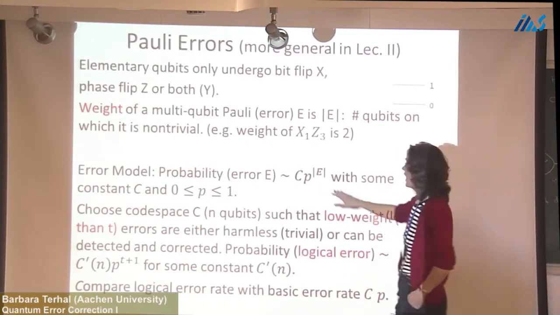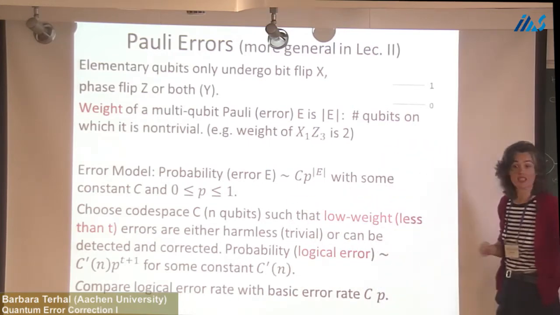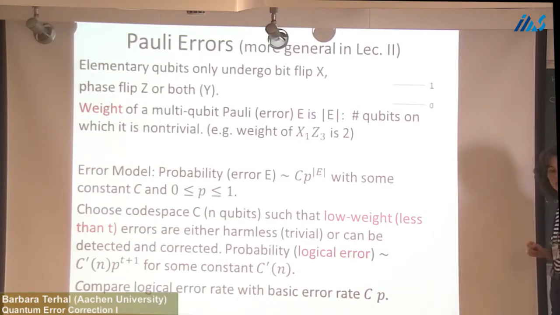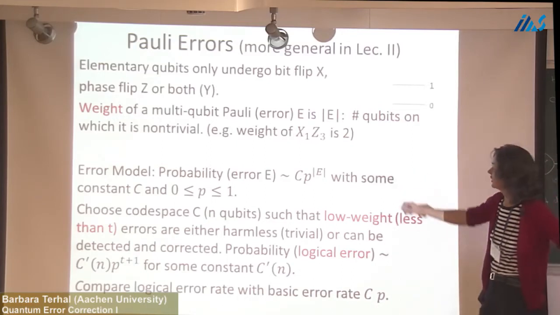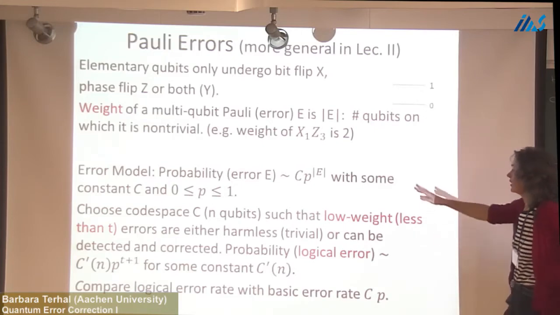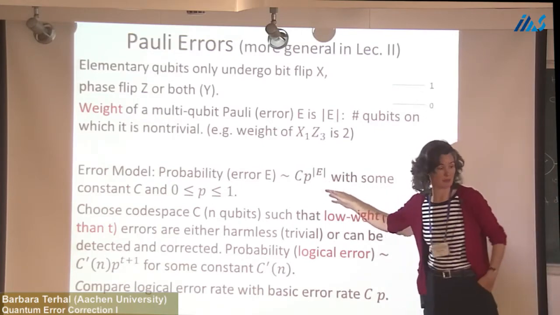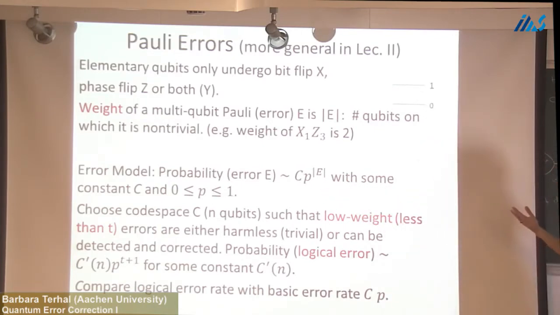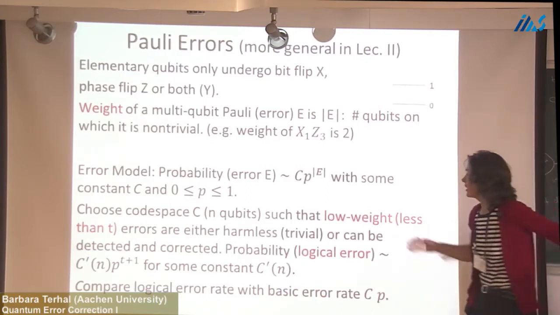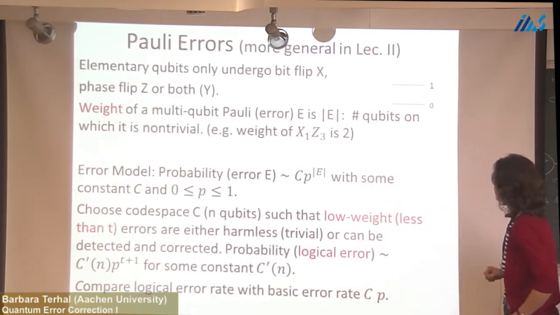So it means that high weight errors are much less likely than low weight errors. And this decay is very fast. But we could have other decay functions, and then it may be more problematic to actually obtain fault tolerance results. But okay, let's make that assumption.